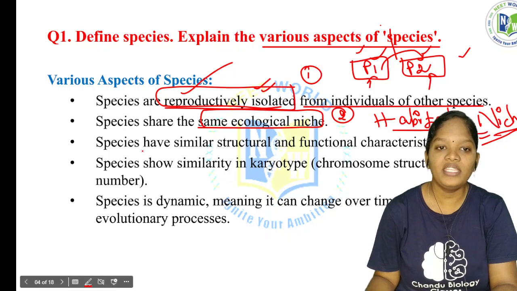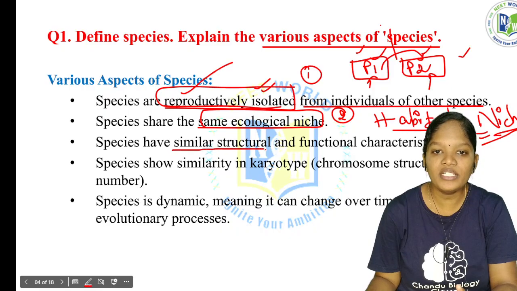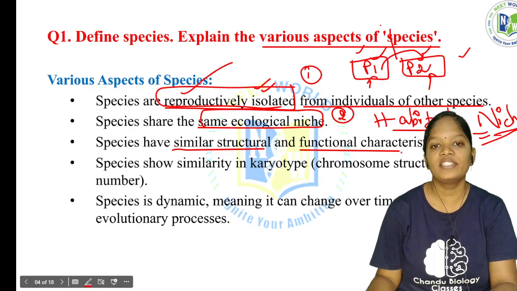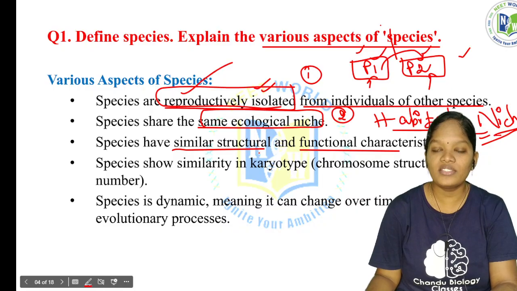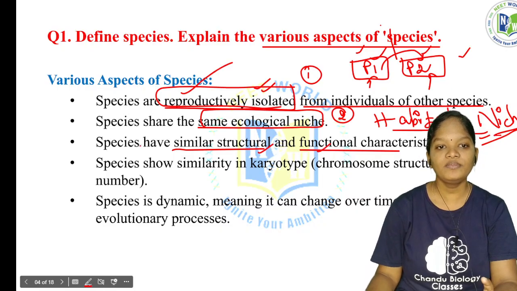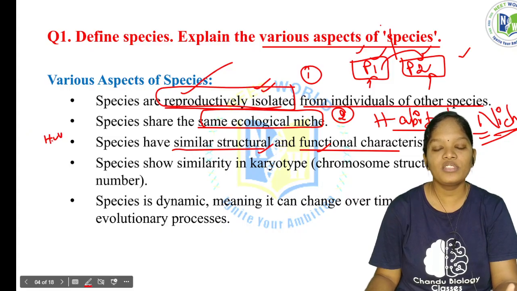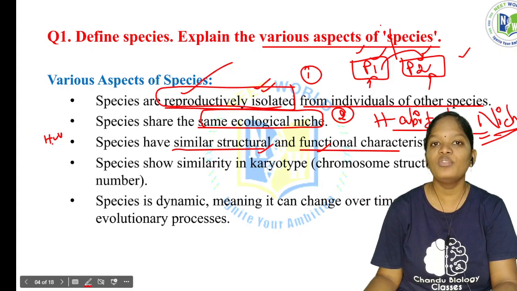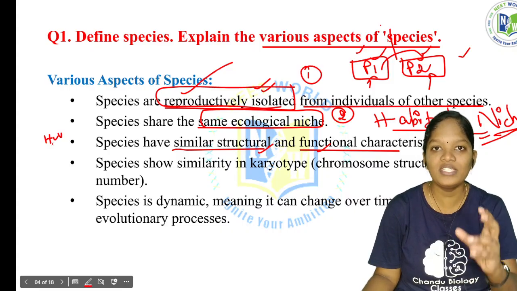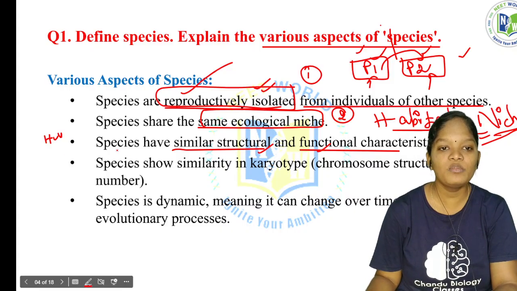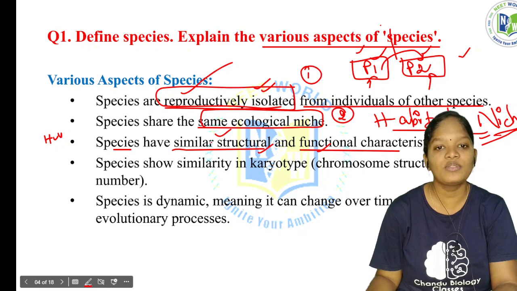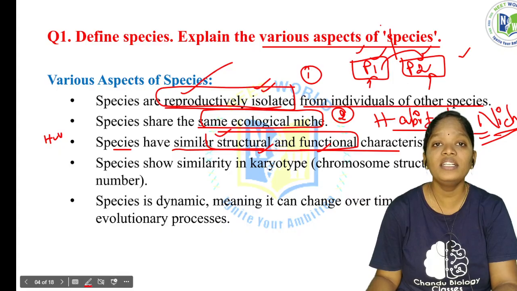The third thing is that the species have similar structural and functional characteristic features, which means they are structurally similar and functionally similar. If they have a hand, so in human beings, we are the same species. If my hand is responsible for doing certain things, every other human also has the same functions with the same structure. So species have the same structure as well as functional characteristic features. This is the third important keyword.